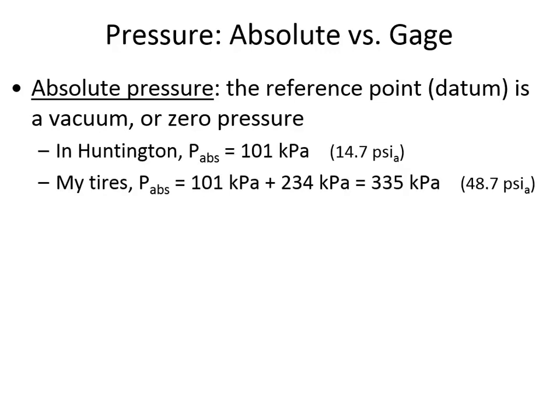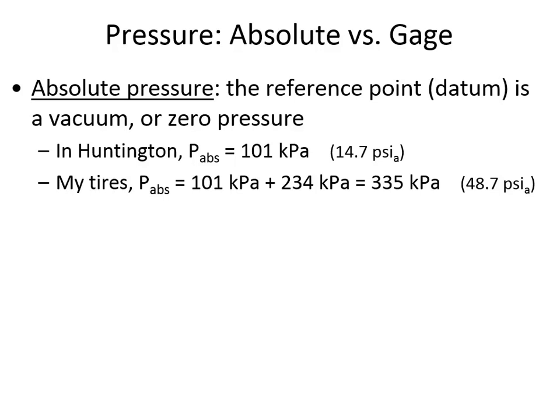In Huntington, for example, the absolute pressure of the air is 14.7 psi, and the little a in the subscript means absolute. The absolute atmospheric pressure is 101 kPa. In terms of millimeters of mercury, 760 millimeters of mercury is the absolute pressure.